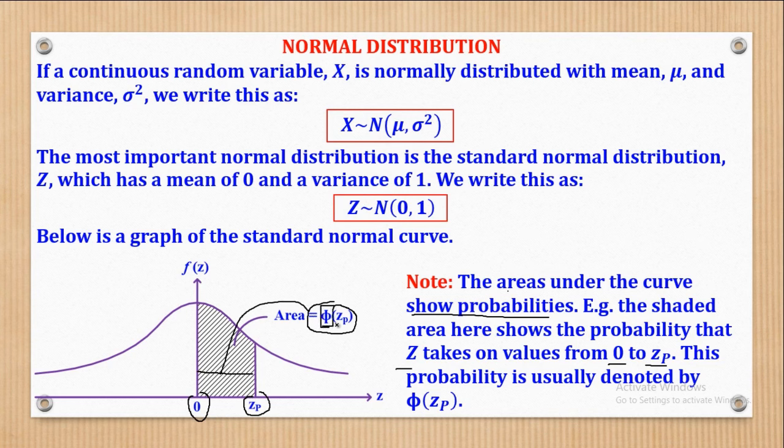So this symbol phi, we shall use it more frequently. It implies that the probability starts from 0 up to this value in the bracket. So if, for example, this zp is 3, it implies that they want the probability from 0 to 3. If Z is 2.5, it means they want the probability from 0 to 2.5. So that is what this symbol phi means. So you have to be keen on it because we shall use it more frequently.